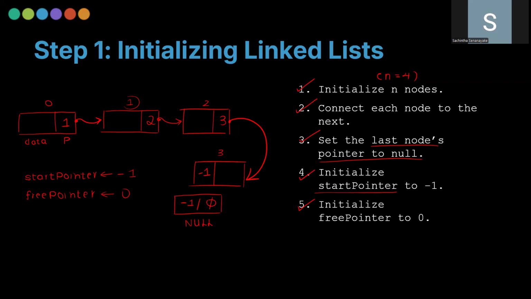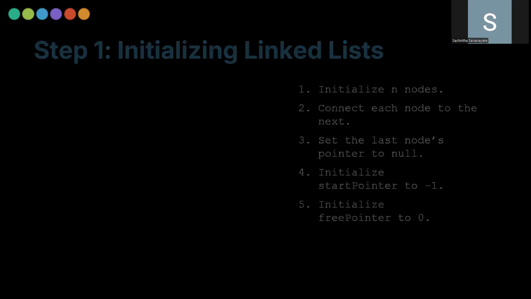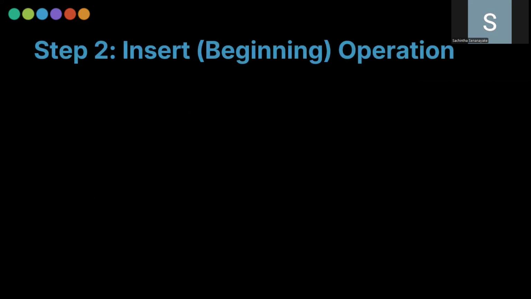In terms of initializing a linked list, you should initialize n nodes, which usually is in the form of an array. Then we connect each node to the next. We set the last node's pointer to null. We initialize start pointer to -1, and we initialize free pointer to 0. Then let's learn about how we insert nodes into a linked list.